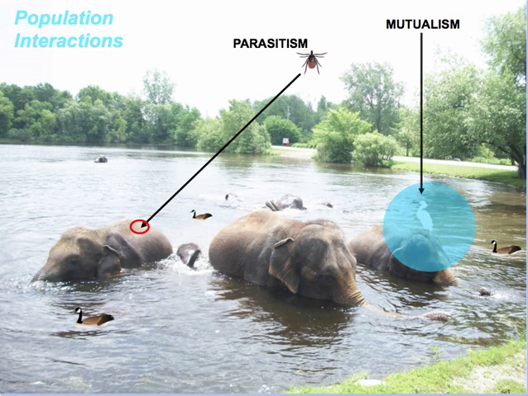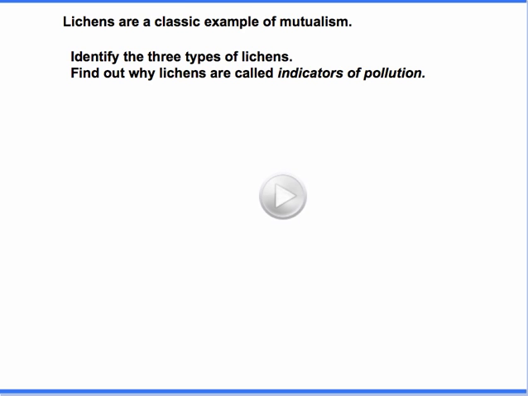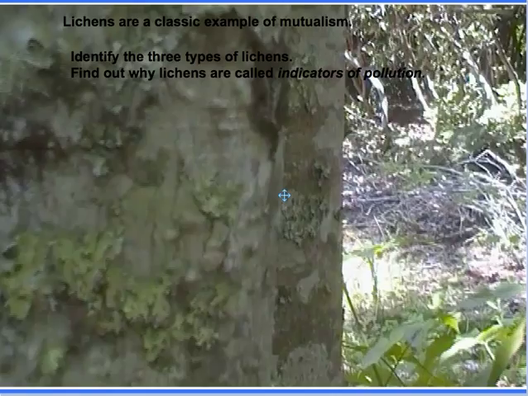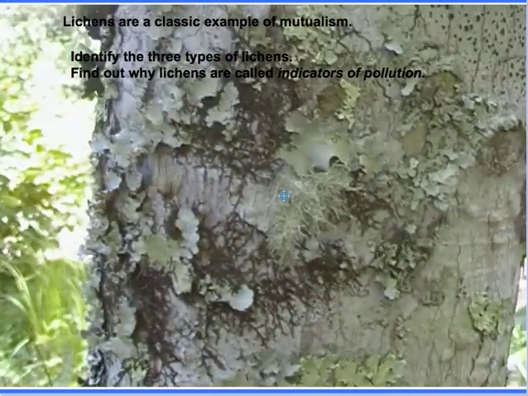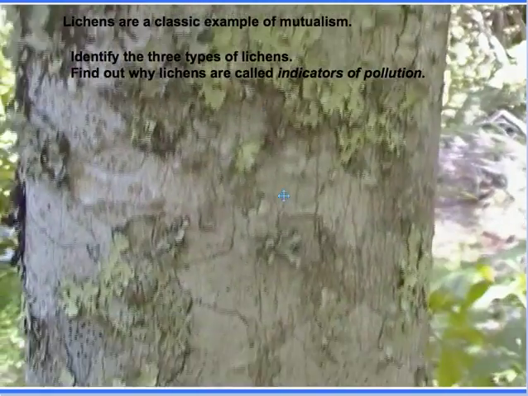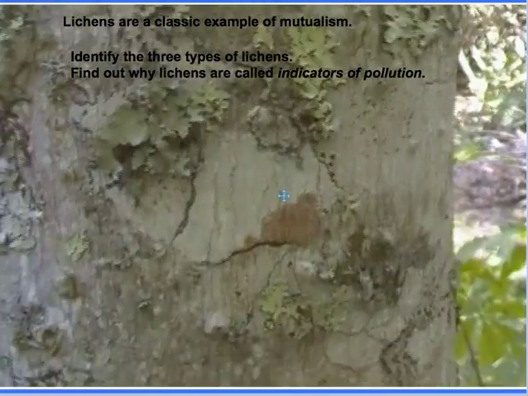In one case, it's a win-win situation like mutualism, and in the other case, one wins at the expense of the other, parasitism. A third category is sometimes recognized, called commensalism, but we do not need to discuss that. And let's move ahead to look at a classic example of mutualism. And this classic example is known as the lichen.